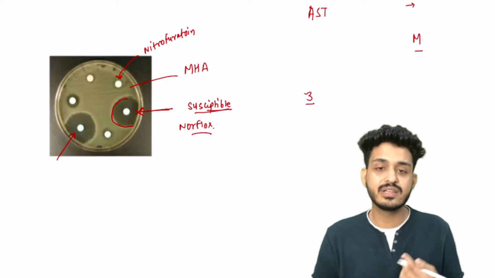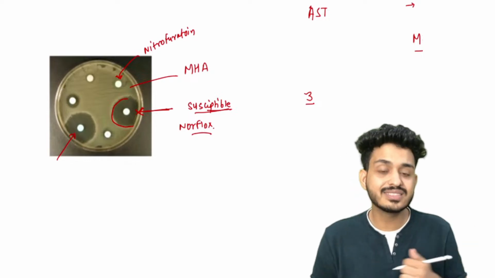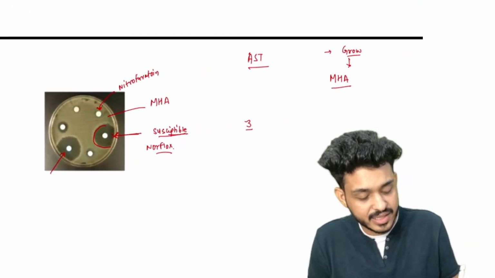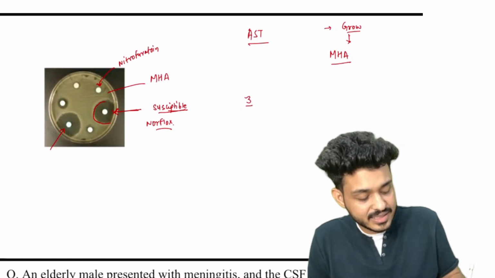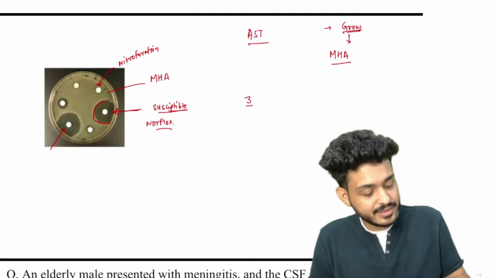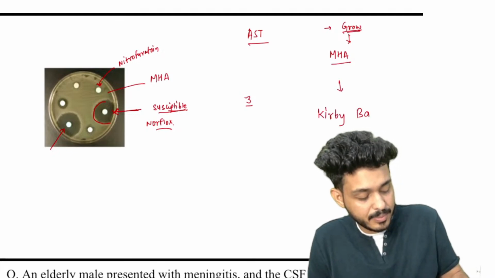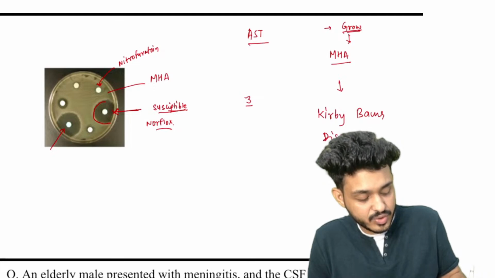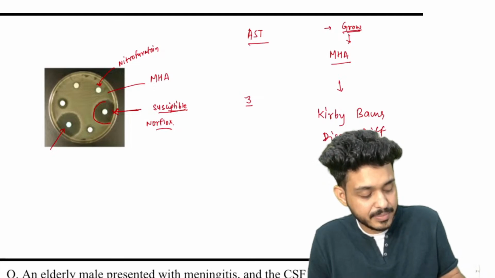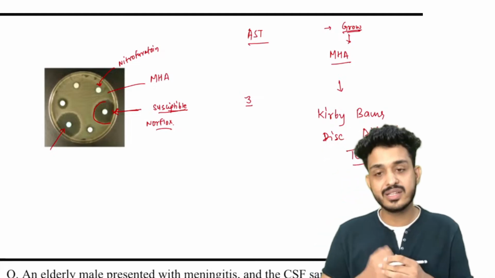After 3 days they will be telling you that a particular drug is susceptible and this drug is resistant. This is known as antibiotic sensitivity testing, and this is done on Mueller Hinton agar, and the method is known as Kirby Bauer. Just remember, Kirby Bauer disk diffusion test.